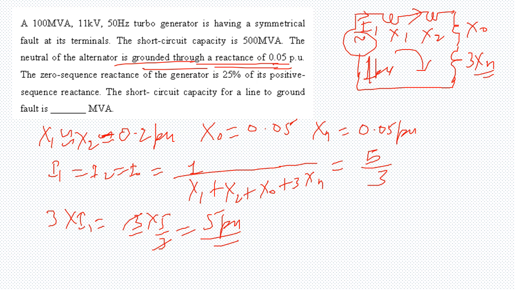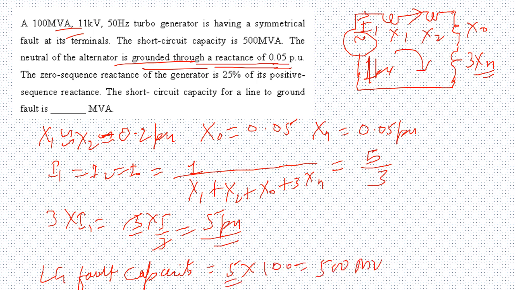Now you know that this is in per unit. You need to convert it into MVA, so you have to multiply it by your base. So the LG fault capacity is 5 per unit into 100, so it comes out to be 500 MVA. This is the answer to this question. This is how you need to proceed for the problems where you have been given the capacity. Thanks for watching.